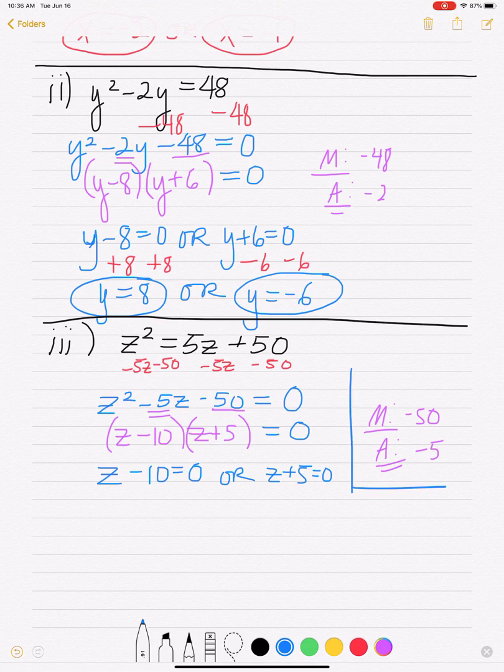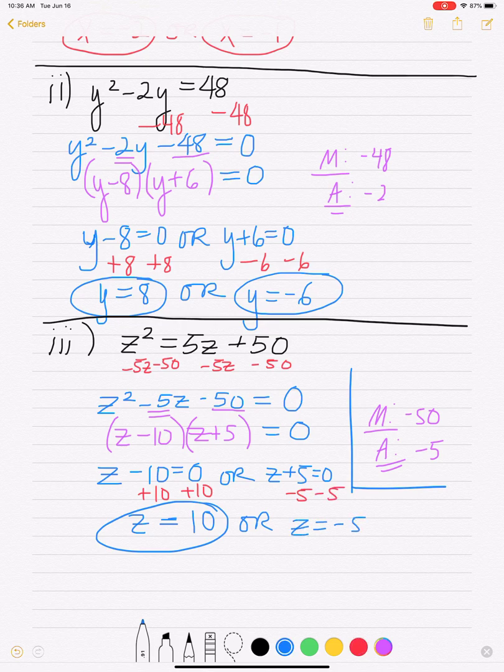In the first one, I just add 10 to both sides. Get z equals 10. And the second one, I subtract 5 from both sides. And I get z is negative 5. So, two solutions there, 10, negative 5.